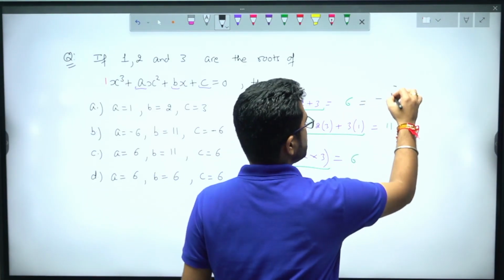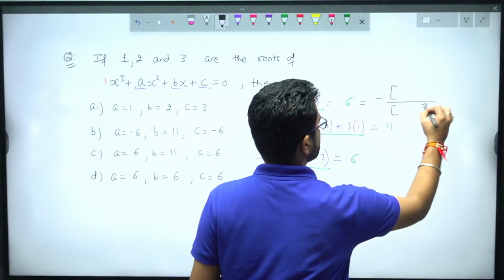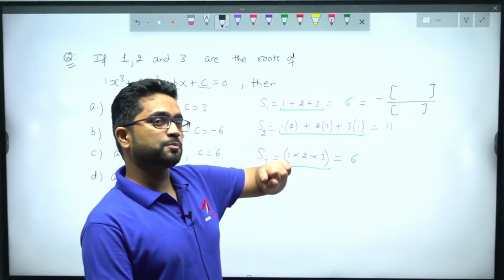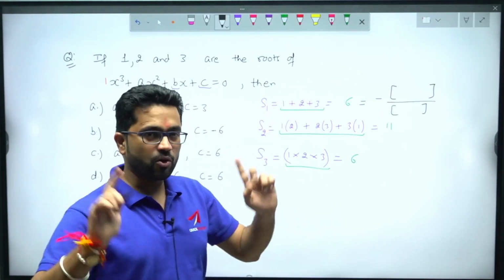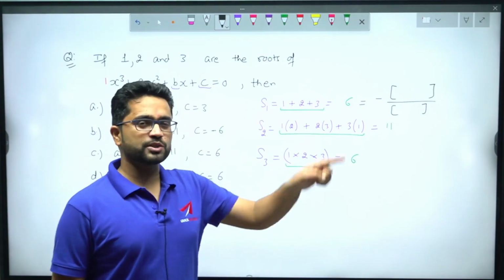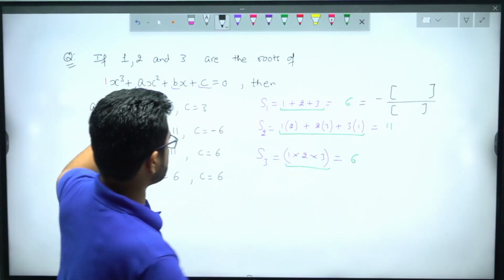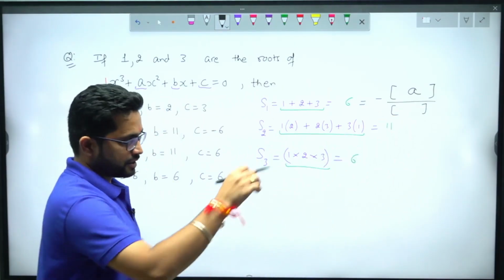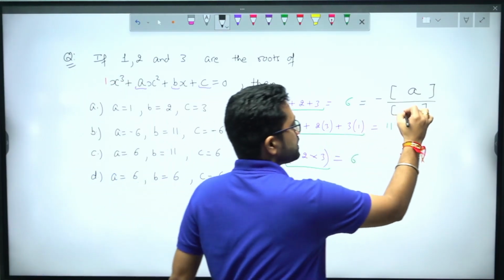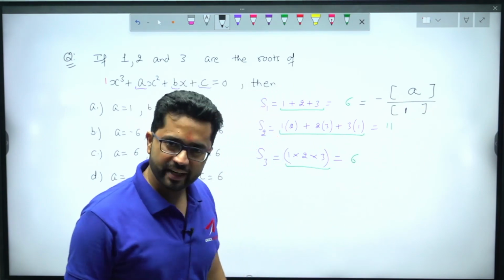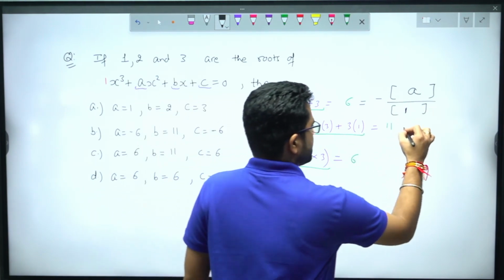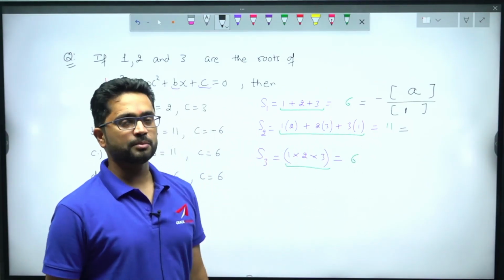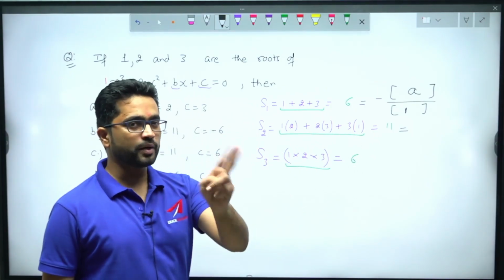And what is there in numerator, and what is there in denominator? Yes, in numerator it will be the coefficient of x power 3 minus 1. Please recall, coefficient of x power 3 minus 1, that is x power 2. So what is the coefficient of x power 2? That is a. And upon denominator, coefficient of x cube, that is simply your 1. All right. Now, what is this 11? 11 is S2. S2 means sum of product of roots taken 2 at a time.